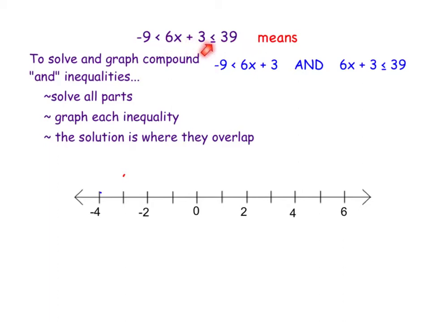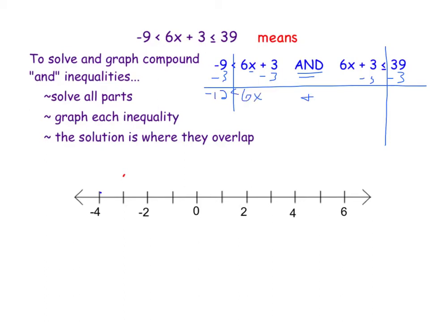Alright, here's a slightly more complicated compound inequality. So we see our variable term is between two inequality symbols, so we know that it has to fit both of these criteria. So what this means is negative 9 is less than 6x plus 3, and 6x plus 3 must be less than or equal to 39. So the first thing we're going to do is solve each part. So here's my variable x, so I have to subtract 3, and I have to do the same thing over here. And I usually do both inequalities at once. So this gives me negative 12 is less than 6x, and 6x is less than or equal to 36.